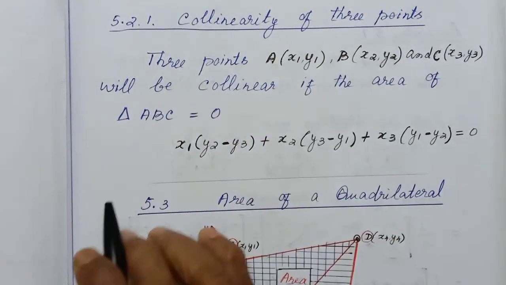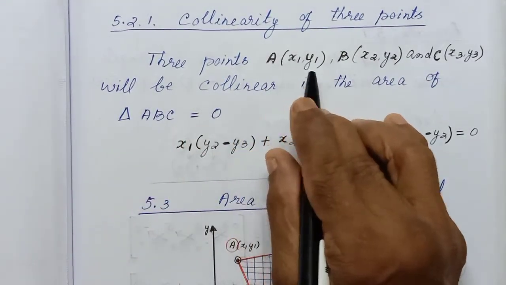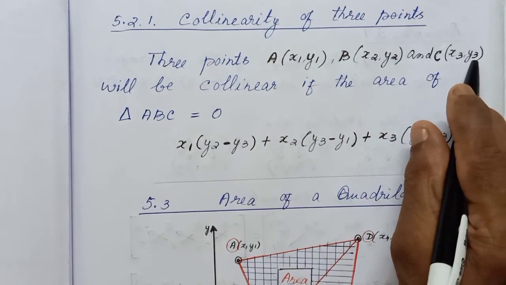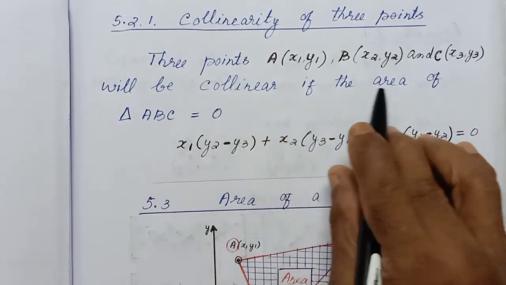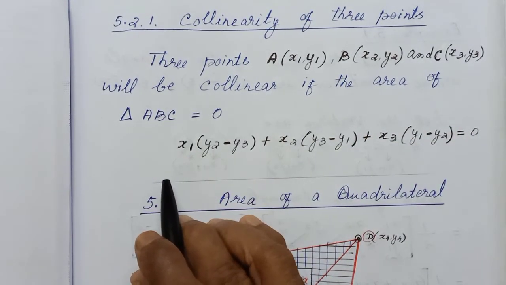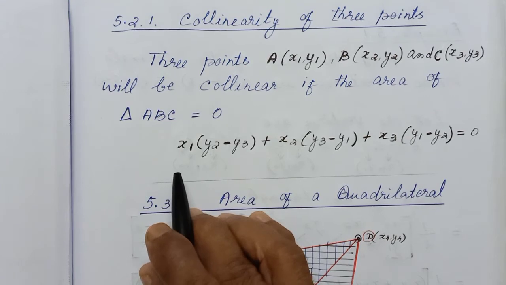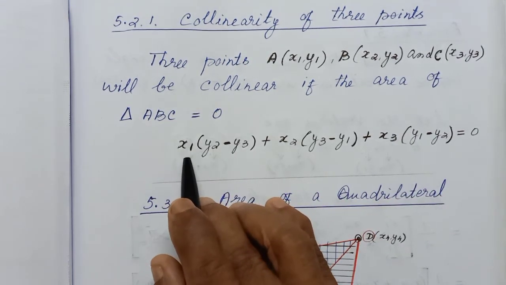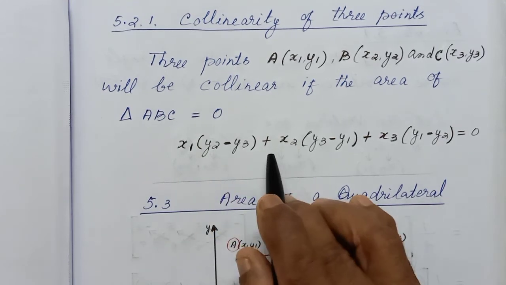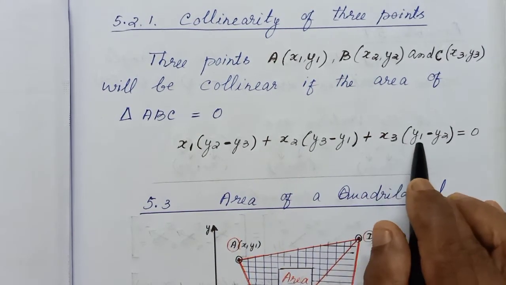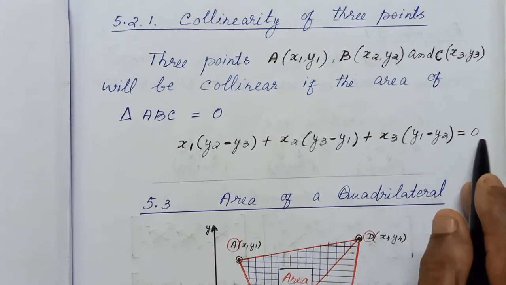Collinearity of the 3 points. Three points A equal to x1 y1, B equal to x2 y2 and C equal to x3 y3 will be collinear when the area of the triangle ABC is equal to 0. When the points are collinear, the area becomes 0. So x1 into y2 minus y3 plus x2 into y3 minus y1 plus x3 into y1 minus y2 is equal to 0.